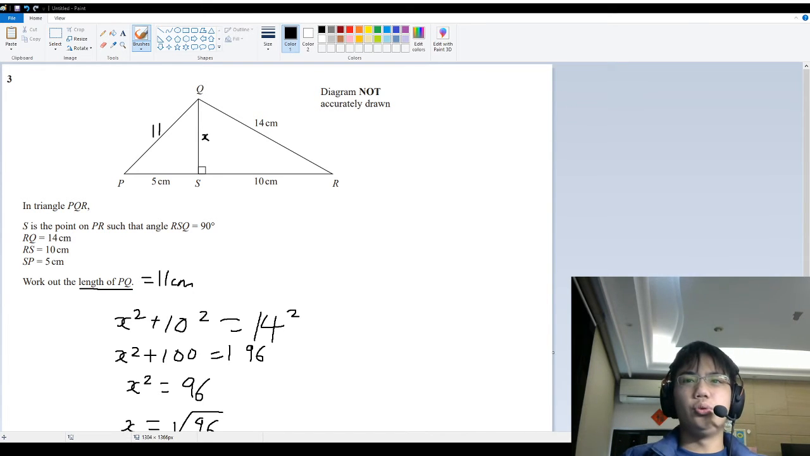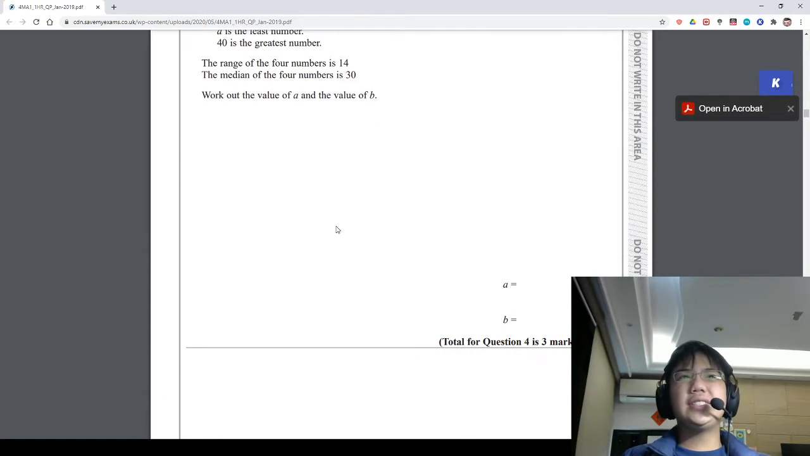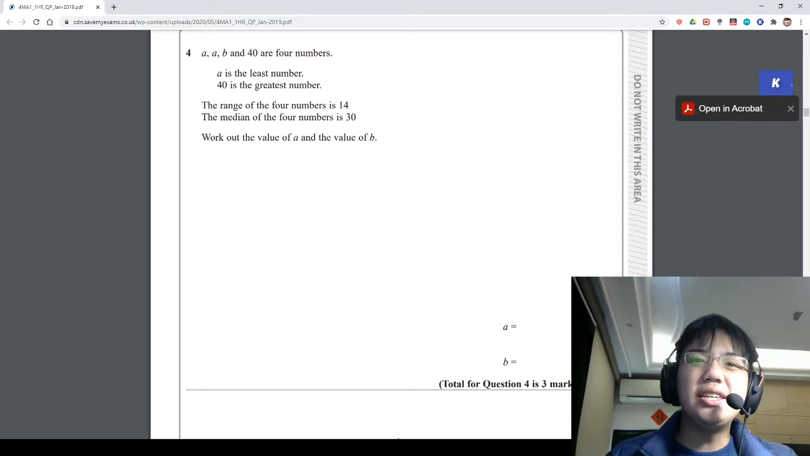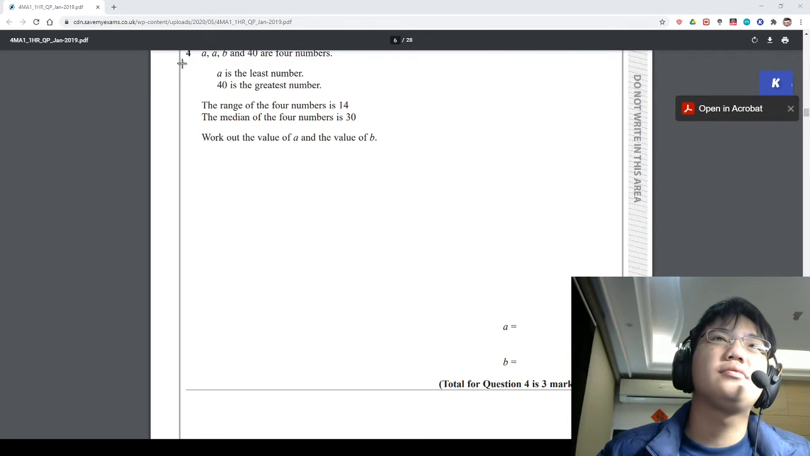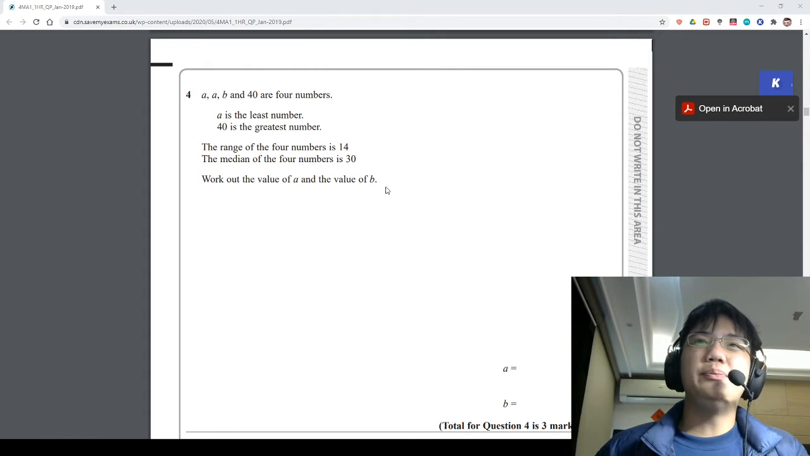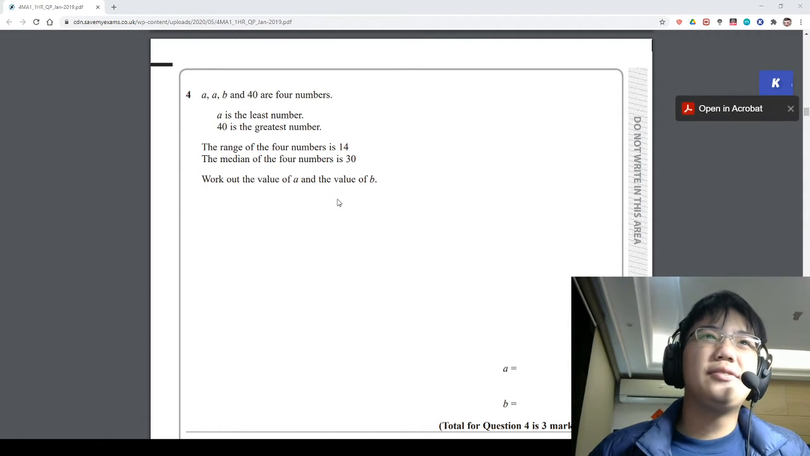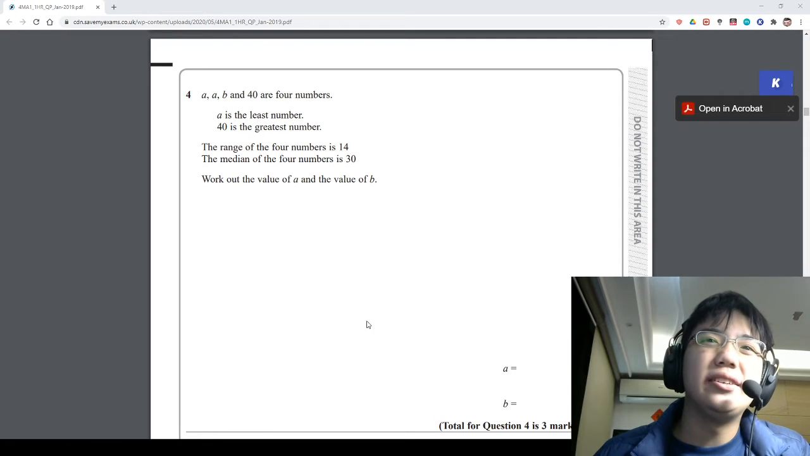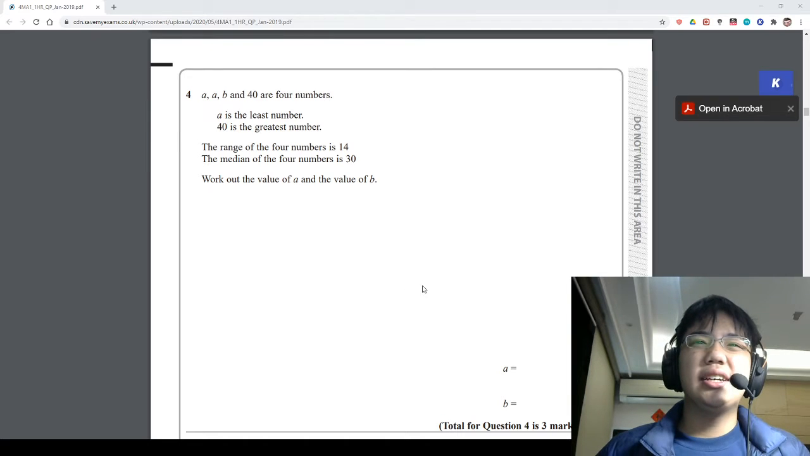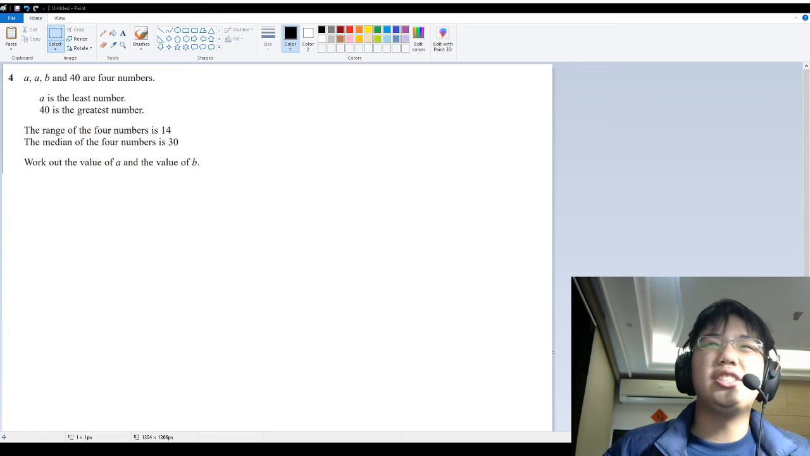Let's move on to question 4. Question 4 states that A, B, and 40 are four numbers. A is the smallest number and 40 is the greatest number. The range of the four numbers is 14 and the median of the four numbers is 30. Work out the value of A and the value of B.